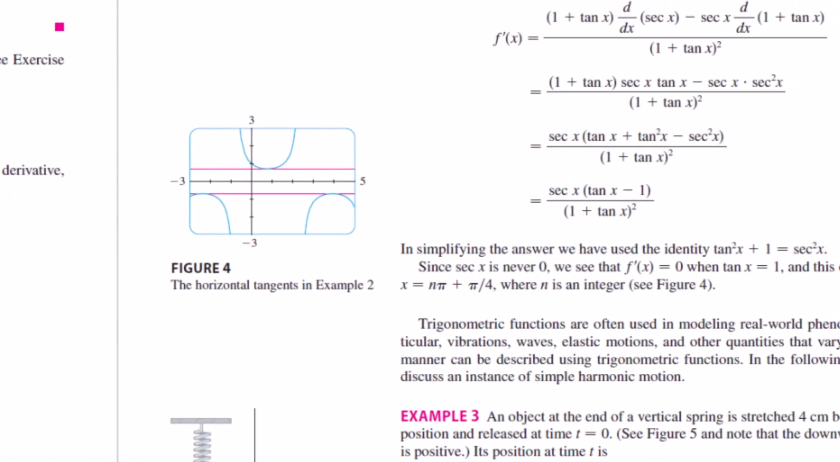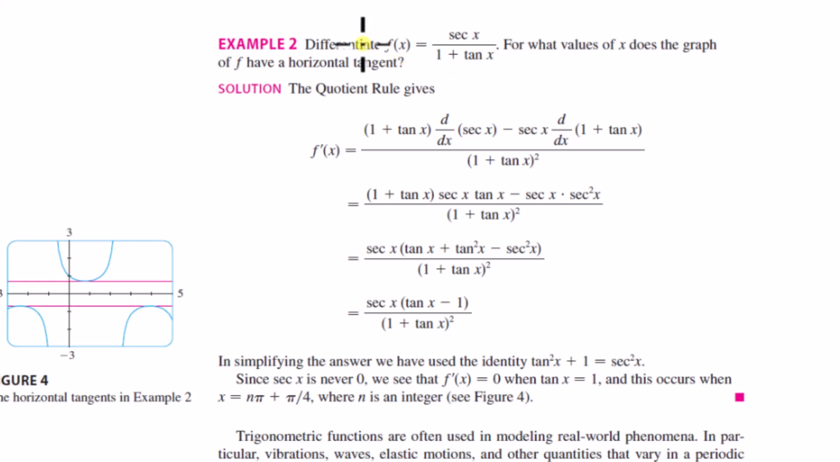Okay, so it says here, let's differentiate this function, and then for what values of x does the graph of f have a horizontal tangent? So just use the quotient rule: the derivative of the top, secant x, times the bottom, minus the derivative of the bottom times the top. We can just use the differentiation table for the trig functions that we just looked at to get all these derivatives. And so here's f prime of x.